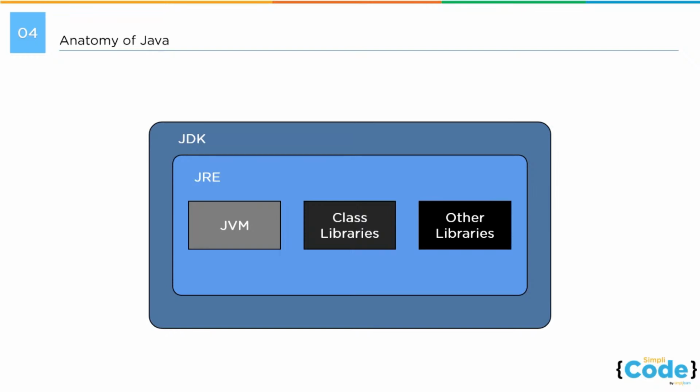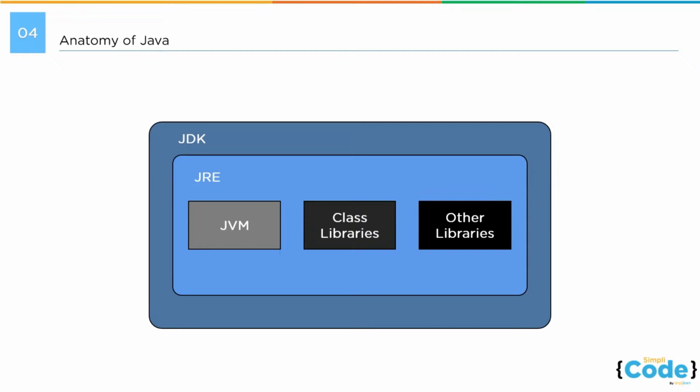So JRE will make sure that your program runs inside the Java Virtual Machine. It gets the required runtime libraries, and it also gets the libraries which are referred to in your program at runtime. And this all together will make sure that your program is running. So you can see JDK basically provides JRE and JVM automatically, but you can also install JRE separately.